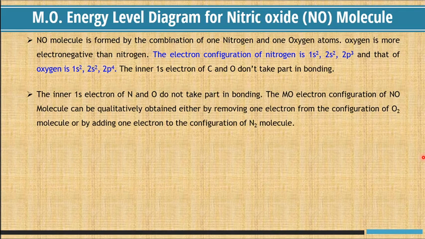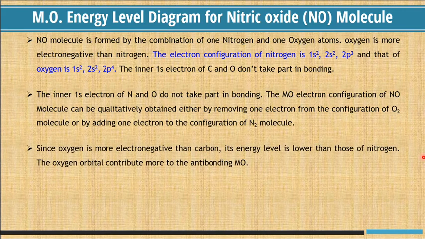The molecular orbital electronic configuration of NO molecule can be qualitatively obtained either by removing one electron from the configuration of O2 molecule or by adding one electron to the configuration of N2 molecule.